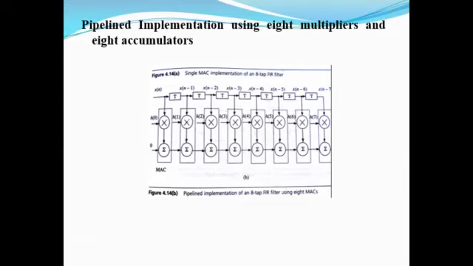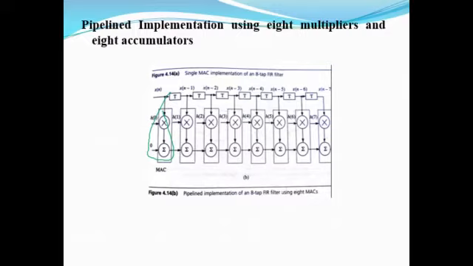Then pipeline implementation using 8 multipliers. So we can see that here 8 multipliers are being used. So these are the units. h of 0, h of 1, h of 2, these are the filter coefficients. And this t is nothing but the delay elements. Here we consider it as units of time.